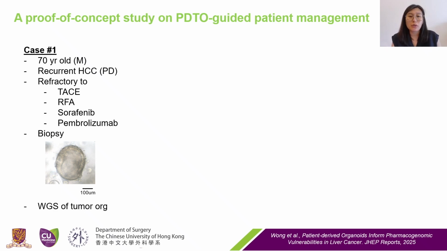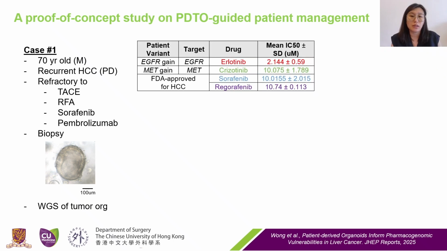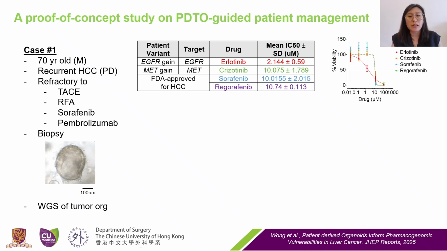When we performed whole genome sequencing on his organoid, we did see 2 potentially actionable alterations, namely the EGFR and MET copy number gain as reported in lung cancer. But of course, based on clinical trials, these are not really known to work for HCC. So we then tested these drugs in the organoids, and we found that indeed erlotinib showed the most sensitivity in the organoids.